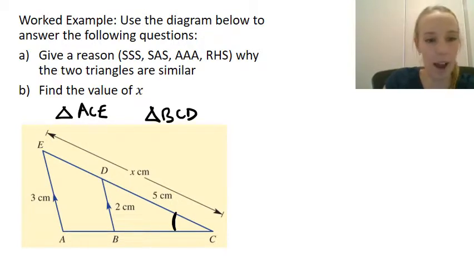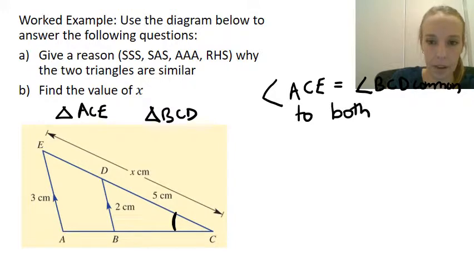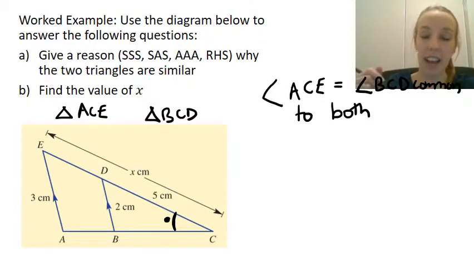So our angle ACE equals the angle BCD. It's common to both. So we have this angle here that's going to be common to both. We could also look further and see if we have any other common angles at all. And we can see that we do.